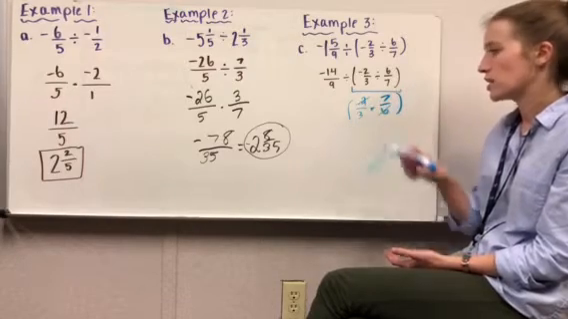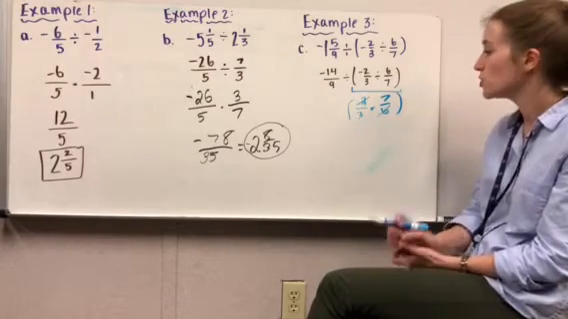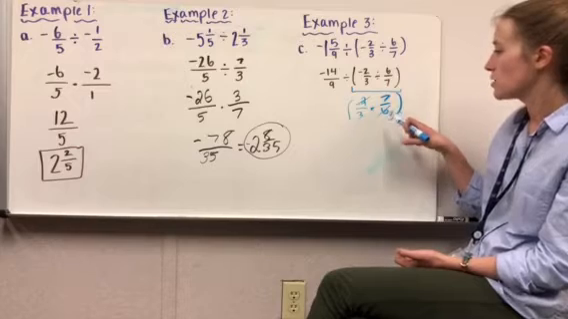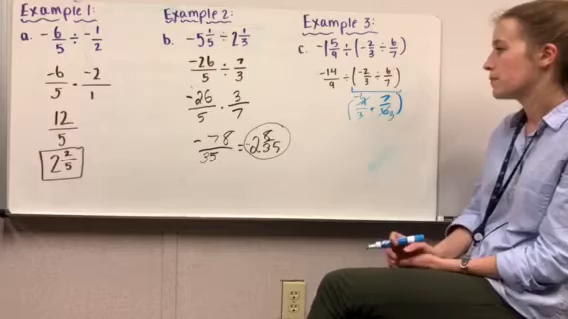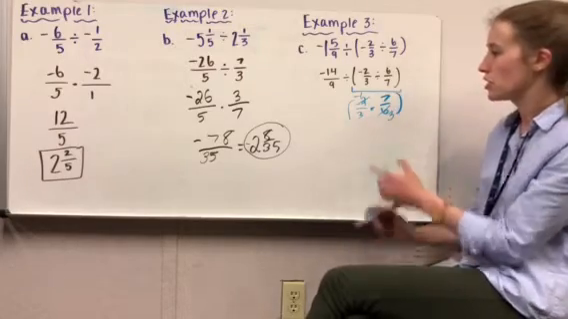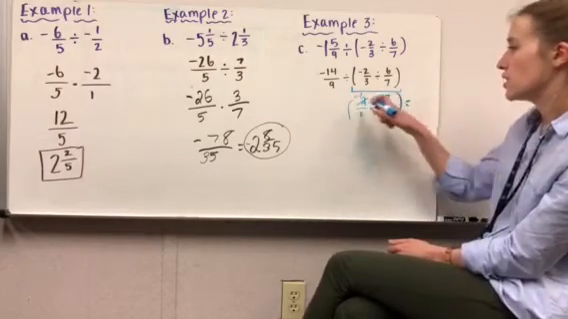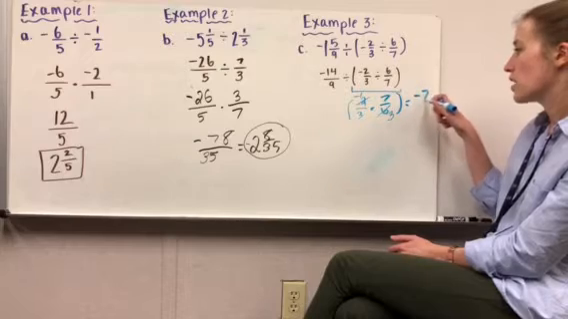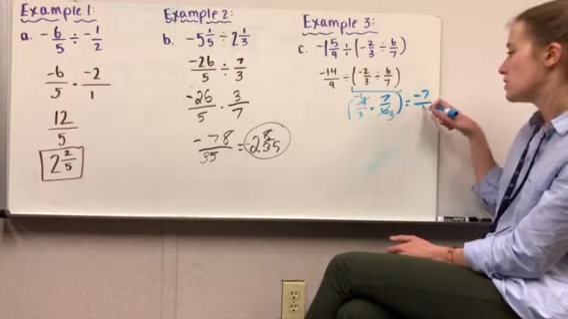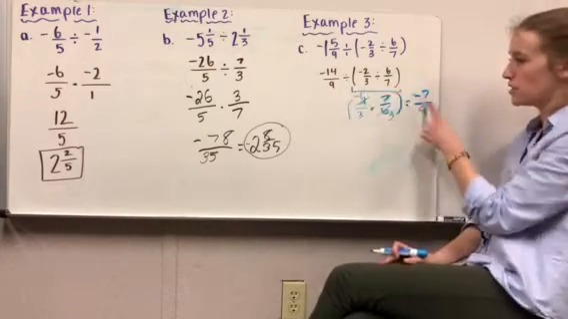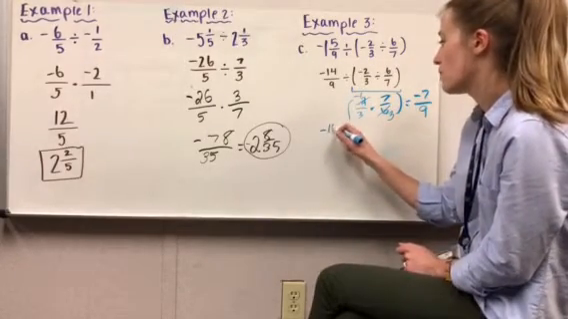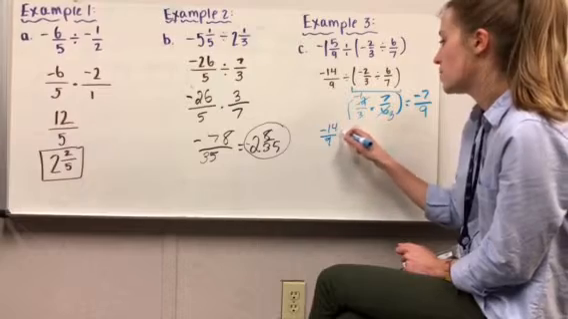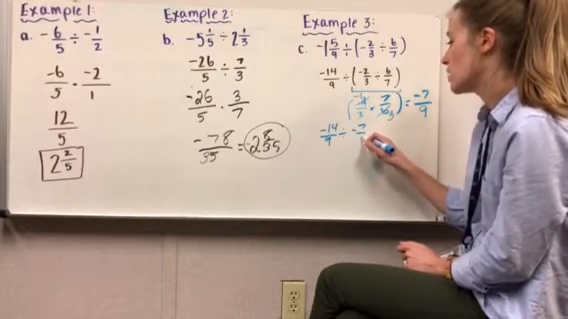I know that 2 and 6 have a greatest common factor of 2. That means I can divide 6 by 2 and get 3. Divide negative 2 by 2 and get negative 1. Now this makes my multiplication a little bit easier because this right here is negative 1 times 7 is negative 7. 3 times 3 is 9. So this parenthesis is now negative 7/9. I am then taking negative 14/9 and I'm dividing it by negative 7/9.